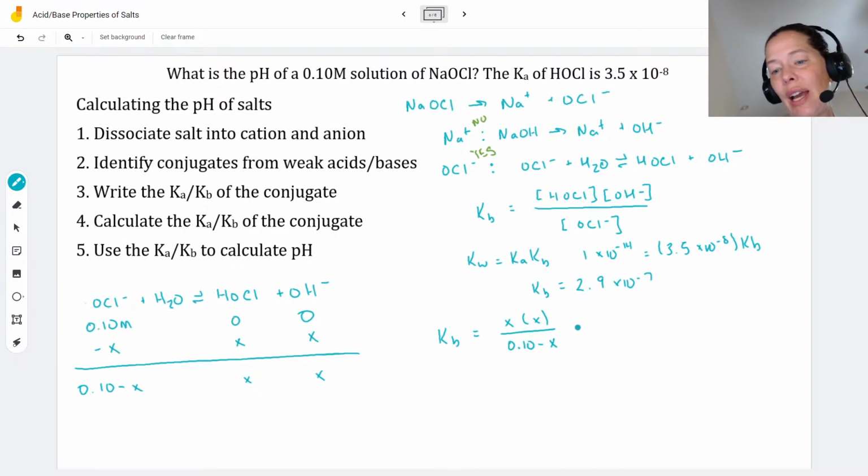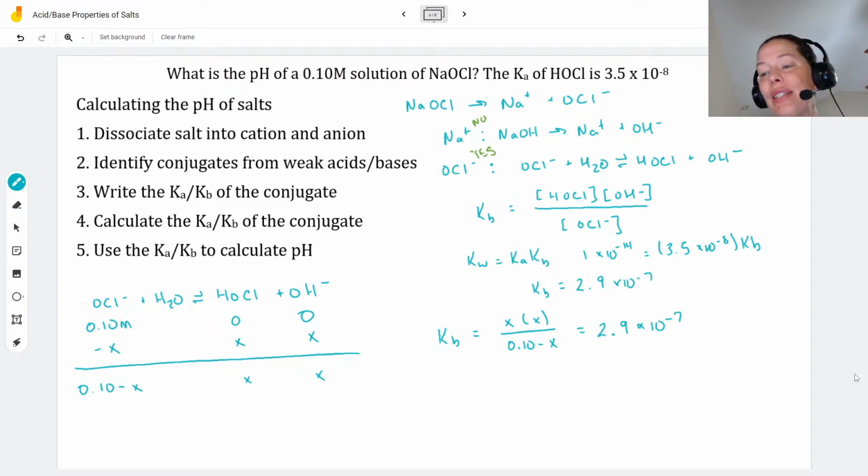And again, Kb I actually have a number for, so I can write the number in over here. And now what I've got is an expression with one variable, so I can solve for X. And this is what we're really going for, is to be able to solve for X. Now what I would like to do is drop this minus X here because I really don't want to have to use a quadratic equation.